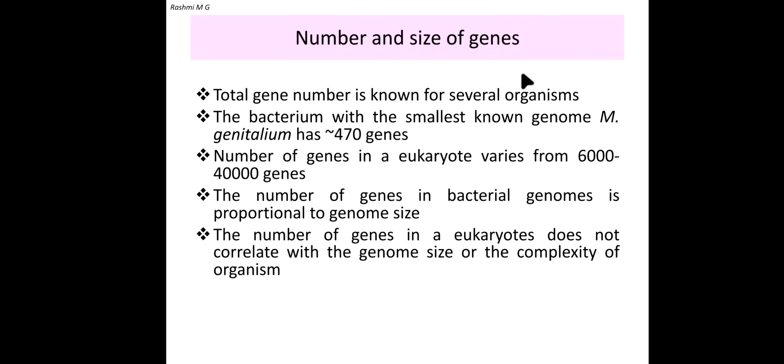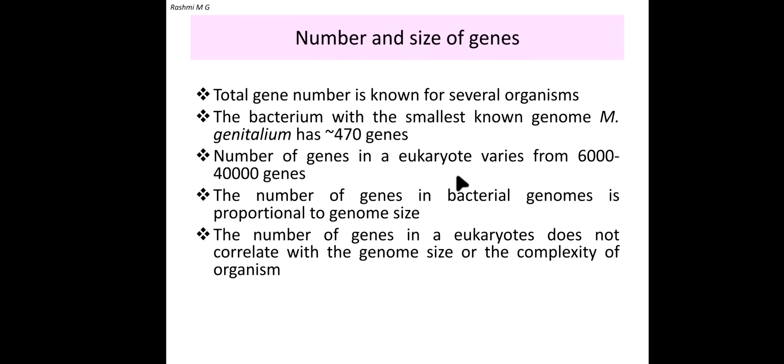Number and size of genes. Total gene number is known for several organisms. The bacterium with the smallest known genome is M. genitalium, which has approximately 470 genes. Here M suggests Mycoplasma genitalium.